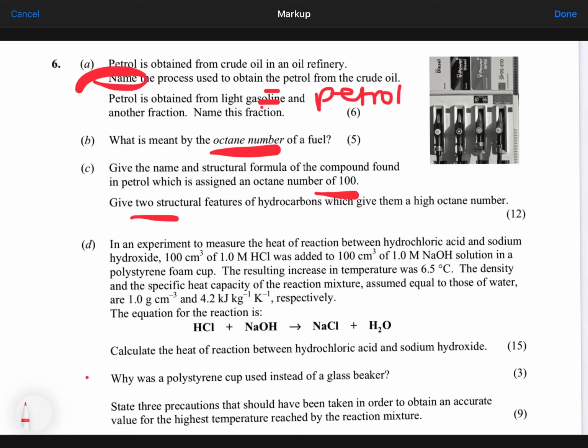Why was a polystyrene cup used instead of a glass beaker? Well, because polystyrene is a good insulator, so any heat that's going to be made in the cup through the reaction of the acid and the base stays within the cup. It's not lost to the surroundings, okay?